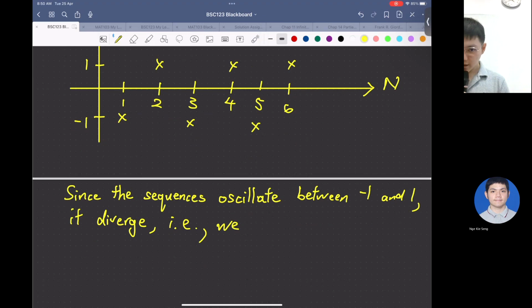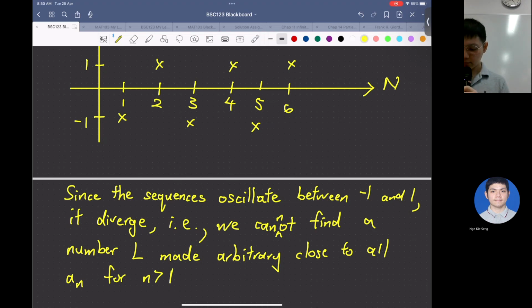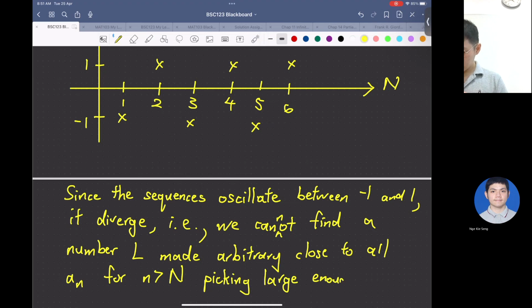So we cannot find a number L which is made arbitrarily close to all the terms of the sequence for n greater than some N. Wait, I'll explain this. So we cannot find an L. Let's say, for example, we pick an L, maybe we pick 0 here. We can see that no matter how far you go, maybe number 3, number 6, or number 8, or maybe number 1 million, you still cannot make that number as close as possible to any of your sequence terms. Make sense?